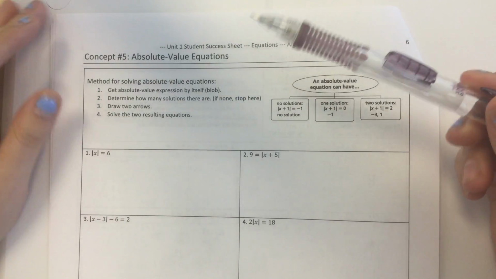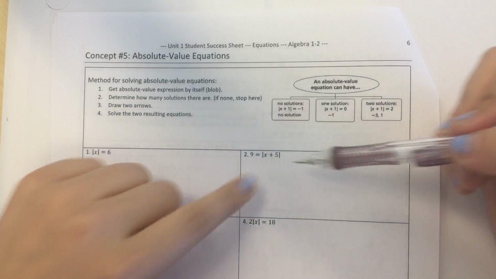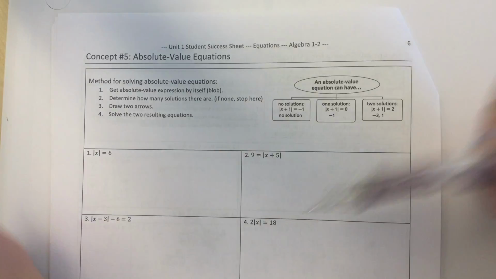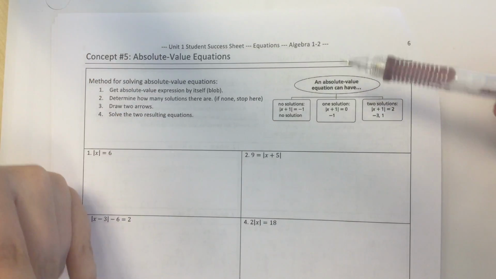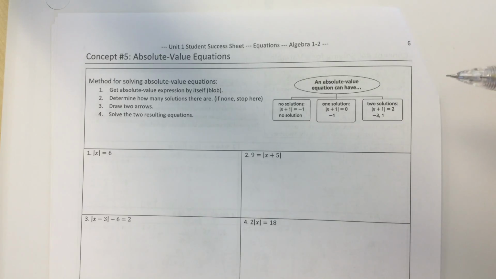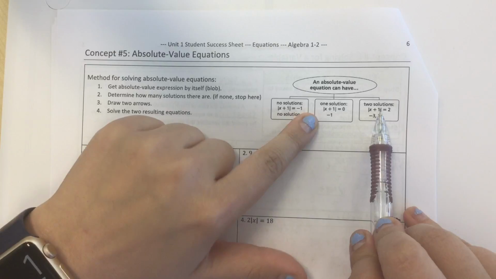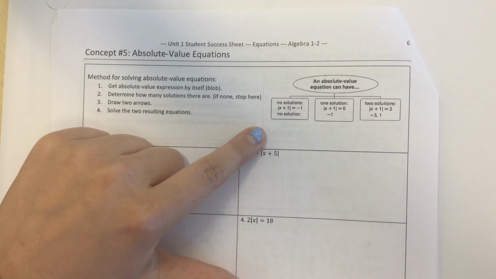Absolute value equations. So these are equations with absolute values in them. Pretty simple, huh? These are going to be kind of like the equations with variables on both sides, whereas there can be more than one solution. There can be no solutions, one solution, or two solutions. So let's talk about what happens when there is no solution.